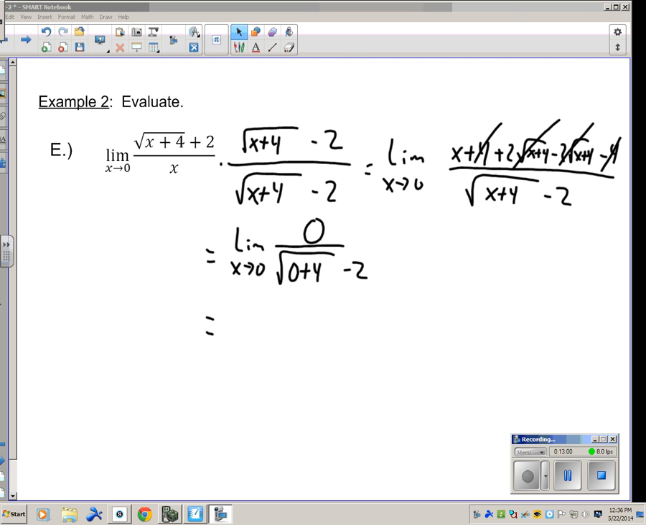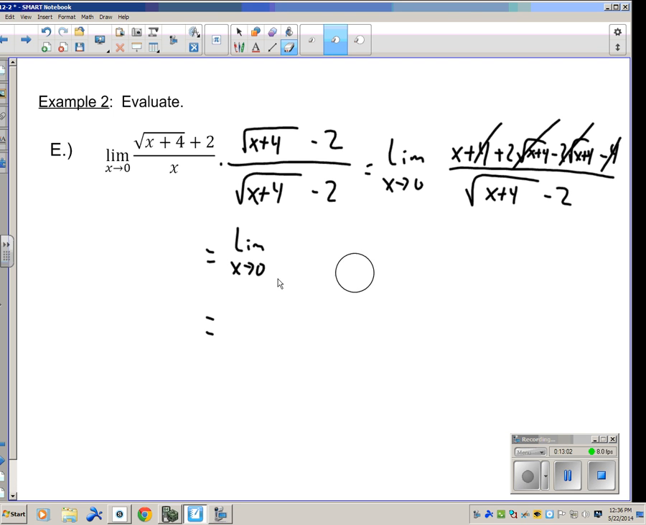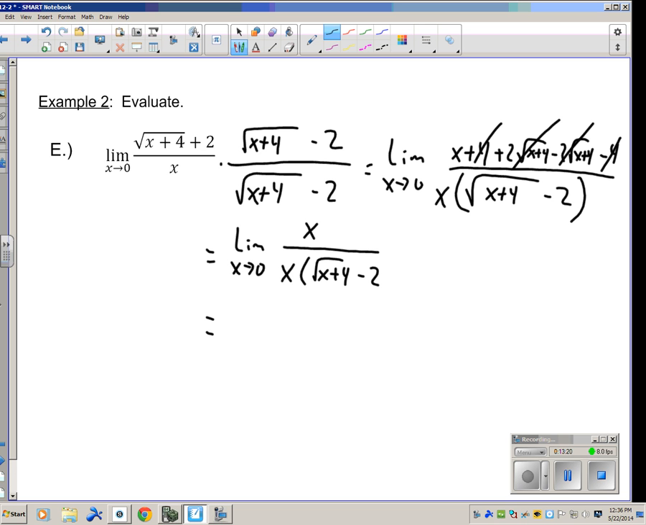So when you go too fast, sometimes you make errors. So I'm going to come back up here because what did I forget? I forgot my x, didn't I? There should have been an x still down here. So now I'm going to plug my values back in here. I'm going to rewrite it. So x all over x times the square root of x plus 4 minus 2. And now the x's cancel out.